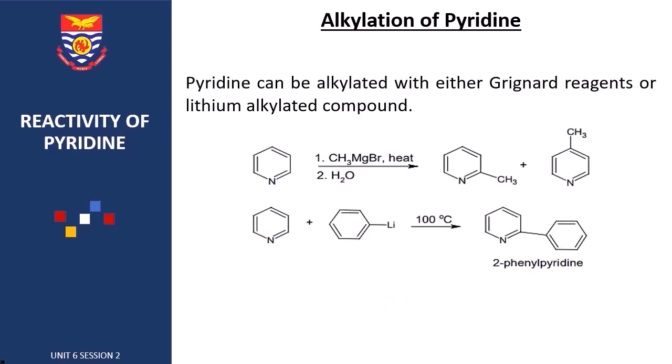Now let's look at alkylation of pyridine. Pyridine can be alkylated with either Grignard reagents or lithium alkyl compounds. First of all, we can use our normal Grignard reagents that we know to alkylate our pyridine ring to introduce a substituent. Similarly here, two products are formed. You can form the first one at carbon number 2, and another with your alkyl group attached to carbon number 4.